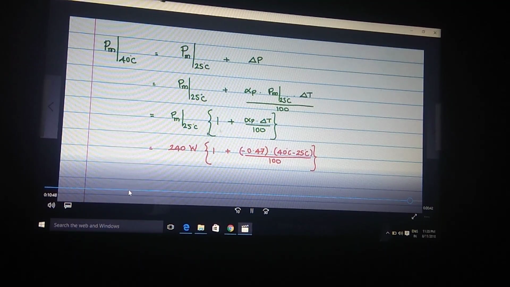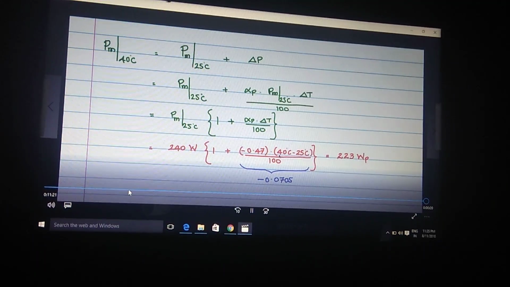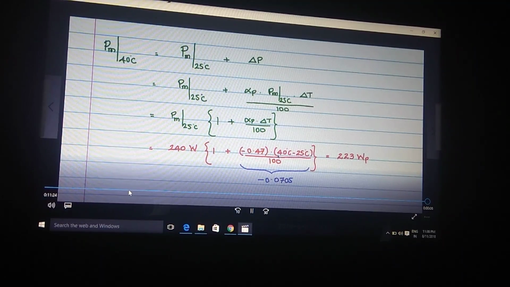Now, if you substitute the data sheet values, Pm at 25 degrees centigrade is 240 watt peak. 1 plus alpha P, which from the data sheet is given as minus 0.47, into 40 minus 25 degrees centigrade rise in temperature, by 100. This portion will become negative. It is minus 0.0705, which will pull down the value of the peak power to 223 watt peak. Therefore, here again you observe that with rise in temperature, the value of the peak power will come down.